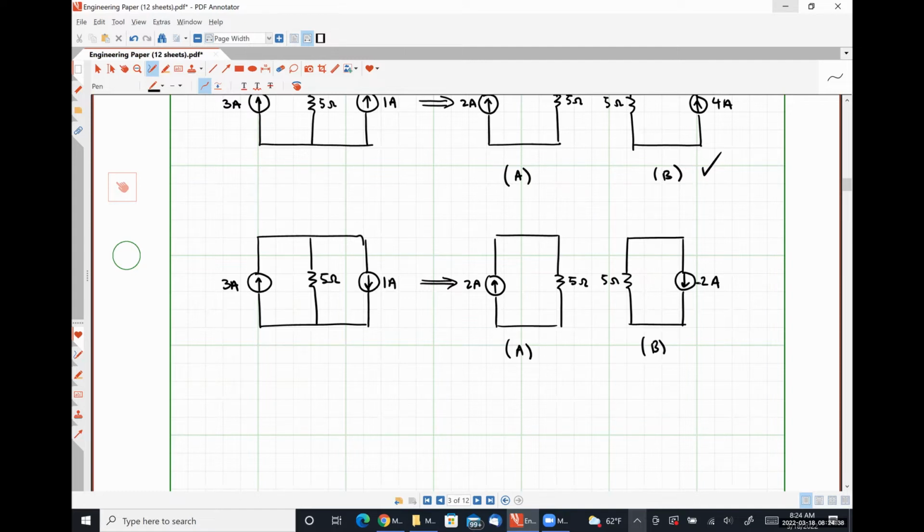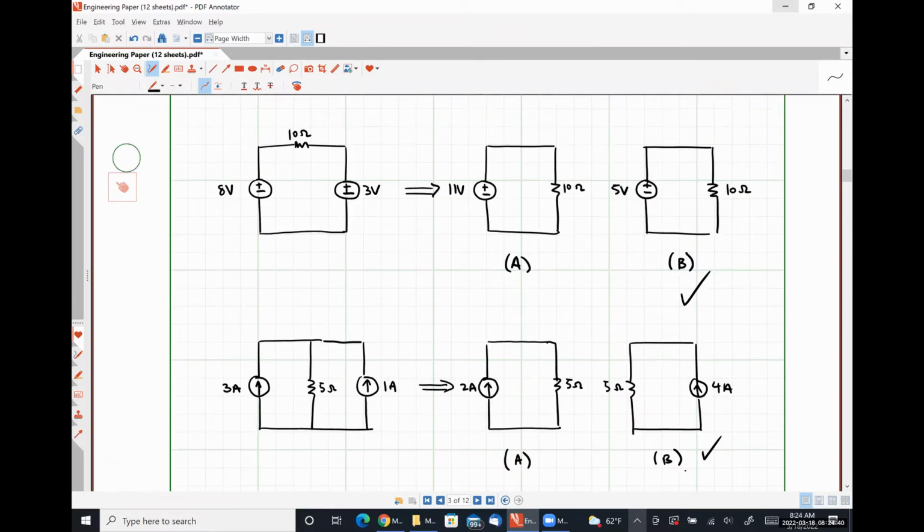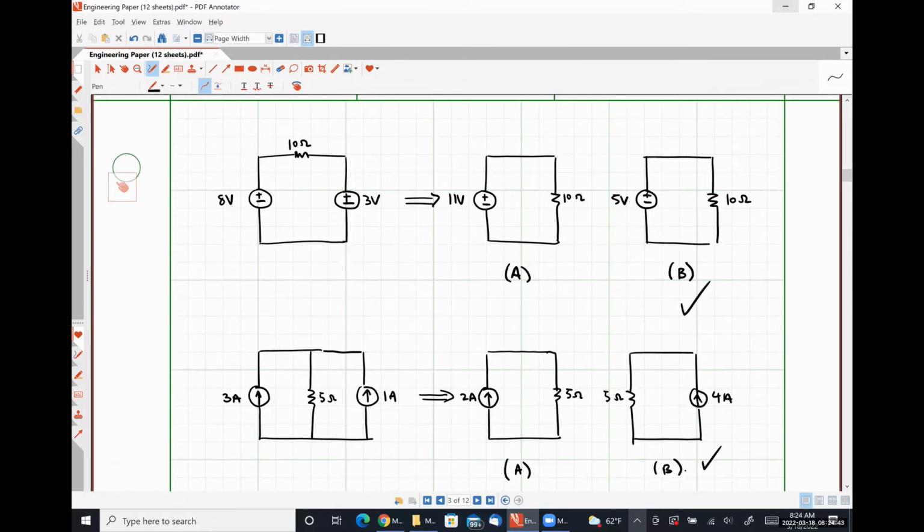Not at all. Same thing up here for that 5-volt source. Doesn't particularly matter if I put it on the left or the right. When two elements are connected in series, they're interchangeable. When two elements are connected in parallel, they're interchangeable. And when I only have two elements, they're both in series and in parallel, so I can get away with a lot of stuff. All right.